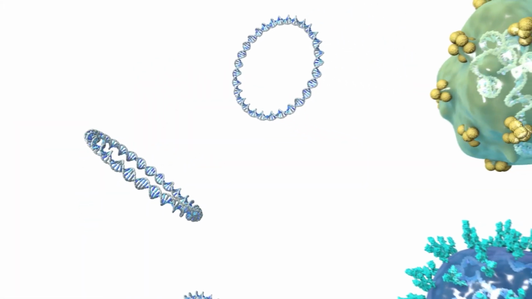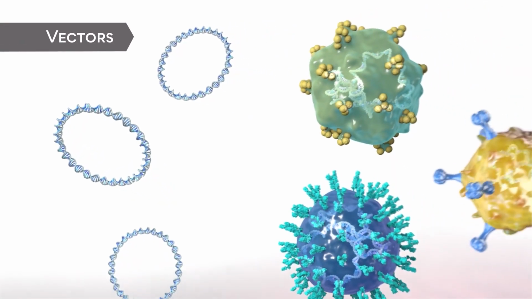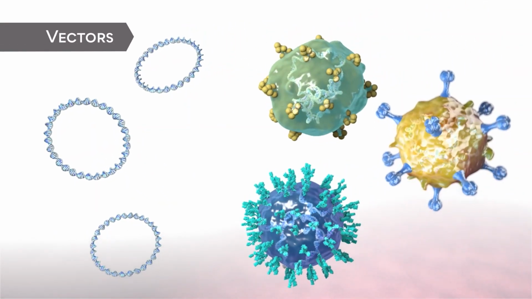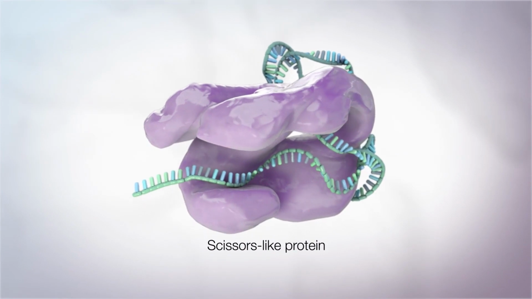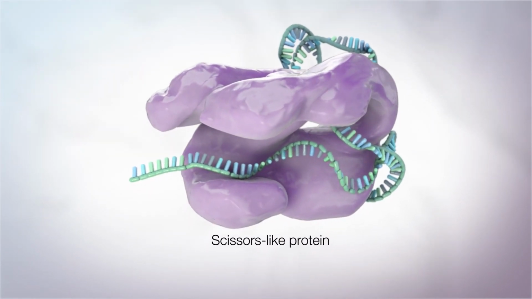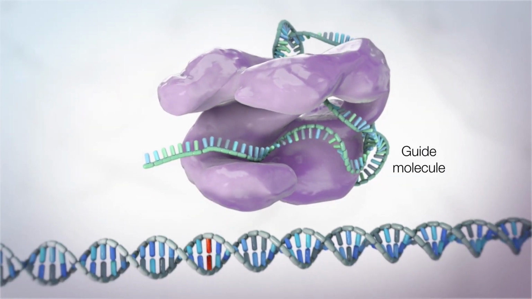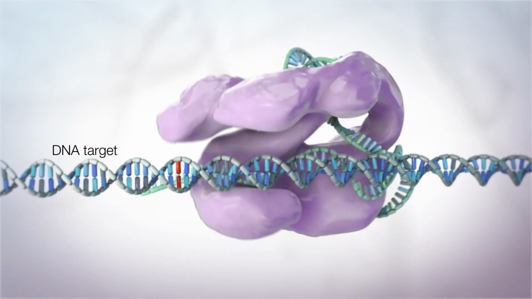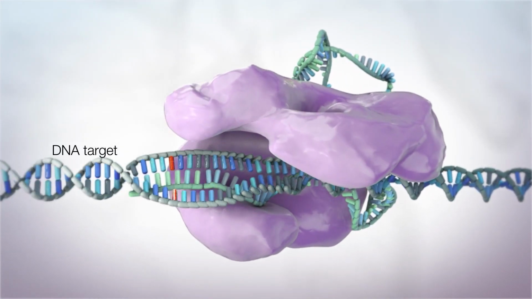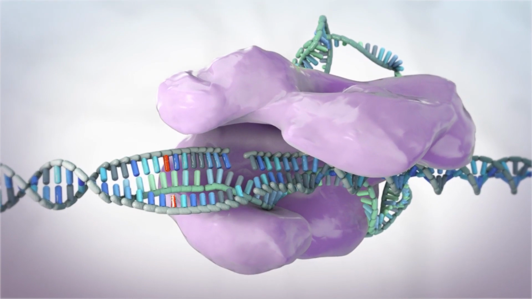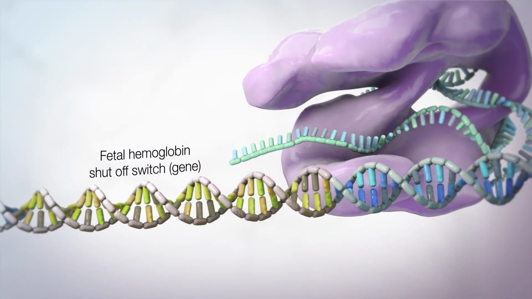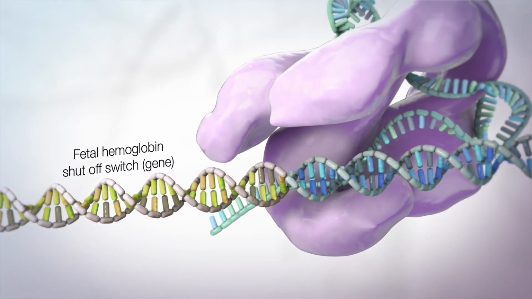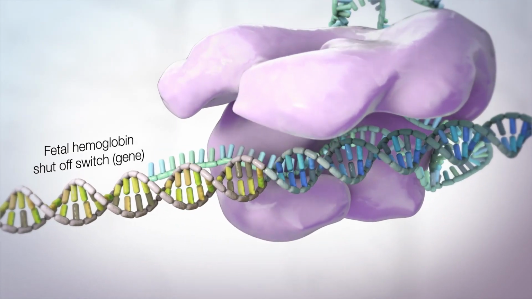Scientists usually use a vector to get all the genome editing ingredients inside the cells. One ingredient is a scissors-like protein. Another is a guide molecule that brings the scissors to the spot on your DNA that needs to be changed. The scissors cut the DNA, leaving a gap. In this example, the guide molecule seeks out the molecular switch gene that shuts fetal hemoglobin off.